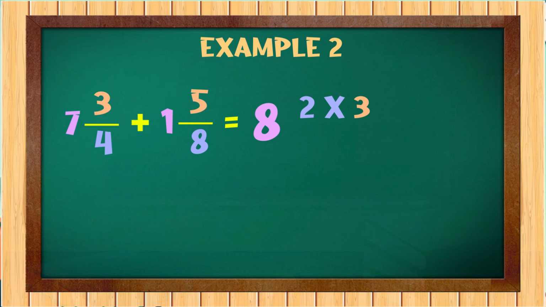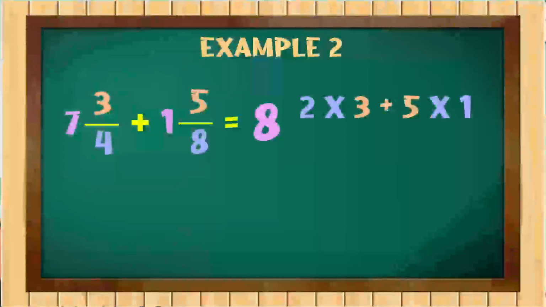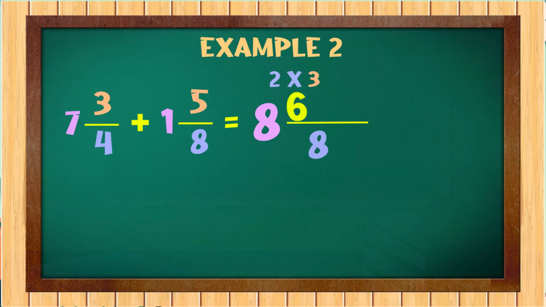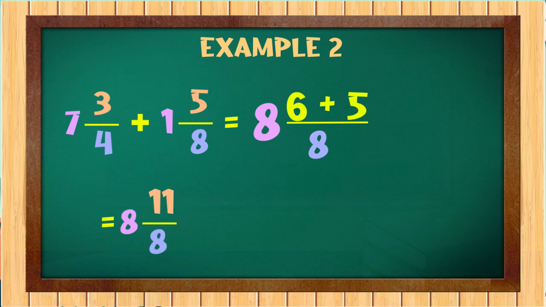Numerator multiplied by answer, 5 times 1. Let's go to the next line. 8 as in the whole number. 3 times 2 equals 6. 5 times 1 equals 5. 6 plus 5 equals 11. And we replace our denominator, which is the LCM, 8. So we have a total of 8 and 11 eighths.